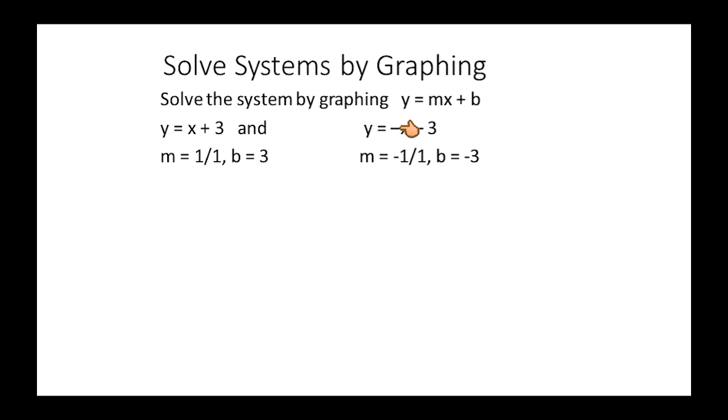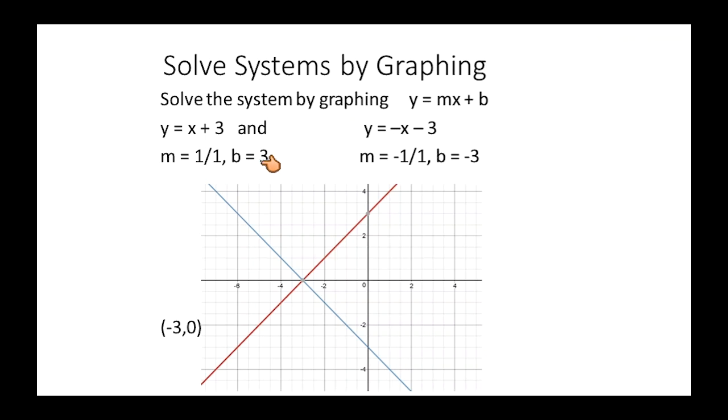In the second equation, the number in front of x is a negative 1, so negative 1 over 1. Then our b is negative 3. So now when it comes to graphing these, remember the b, which is the y-intercept, is where your line hits the y-axis. And then you're going to go up and over by your slope if it's positive, and down and over by your slope if it's negative. So now we're going to graph.